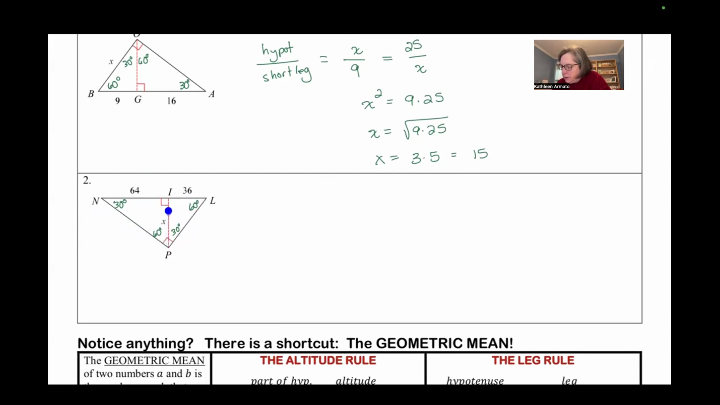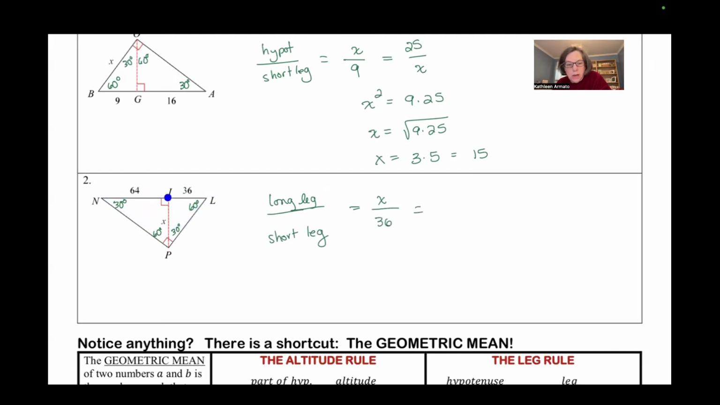So X is the long leg in this triangle, and X is opposite 30 degrees, so it's the short leg in this triangle. So here I want to do long leg to short leg. Okay. So in this triangle, again, X is the long leg, looking at the smallest triangle. The short leg of this little triangle, it's opposite the 30, is 36.